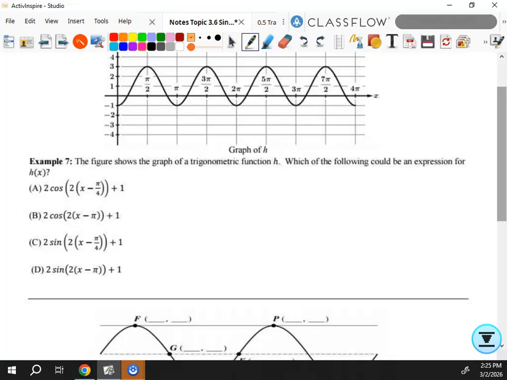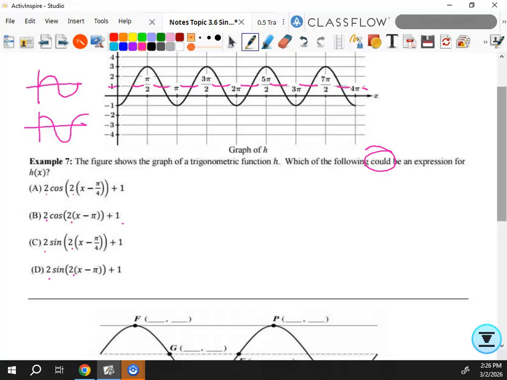All right, the figure shows the graph of function h. Which of the following, again, could be an expression? All right, so all of them have the midline at 1. They all have an a value of 2. But again, we have sine and cosine mixed. We also have a b value of 2, which, guess what? The period is pi. And so we got sine and cosine.